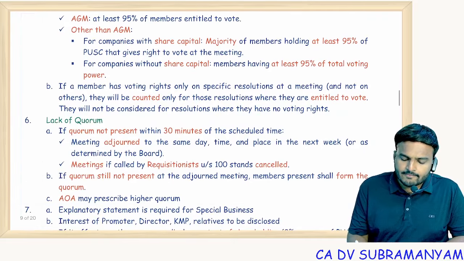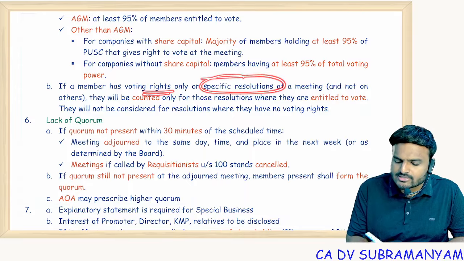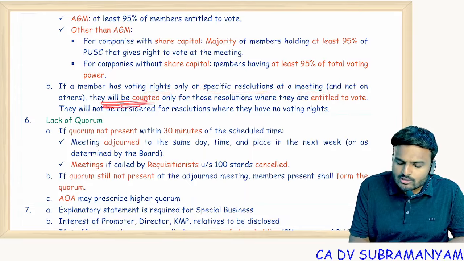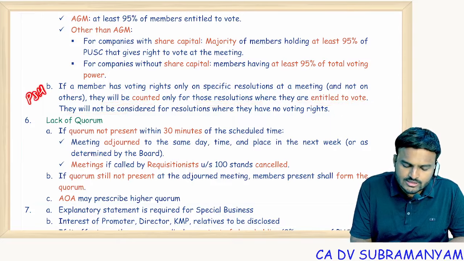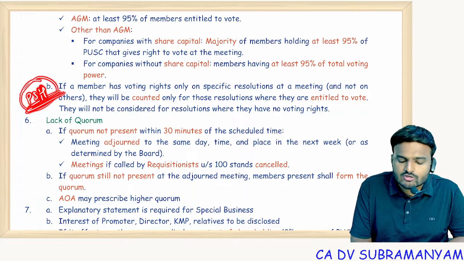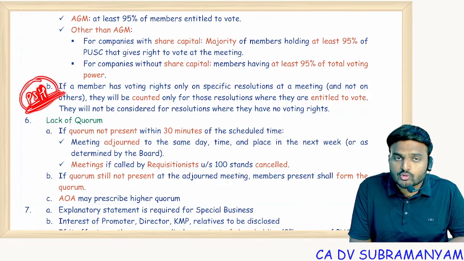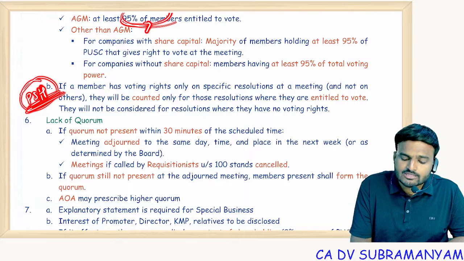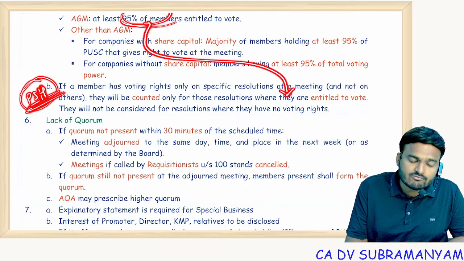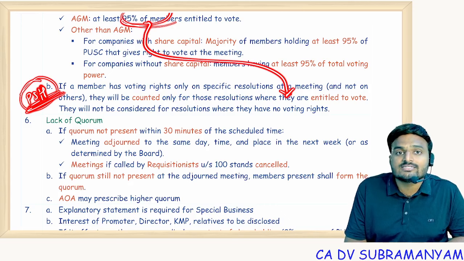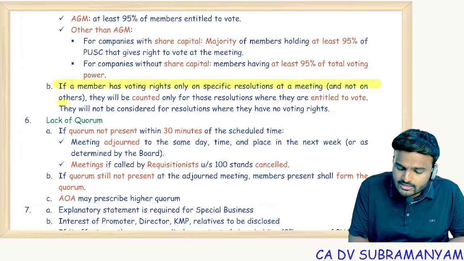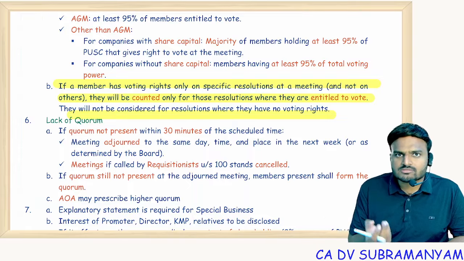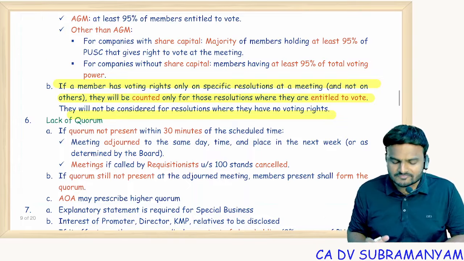And if a member has voting rights only on specific resolutions at a meeting, they will be counted only for those resolutions where they are entitled to vote. For example, preference shareholders, matters affecting their rights like reduction of preference dividend. For that particular proposal, 95% of the members means 95% of equity plus preference shareholders. That is the meaning. So this is an exceptional point only. My opinion, exceptional point. If it comes, celebrate a festival.